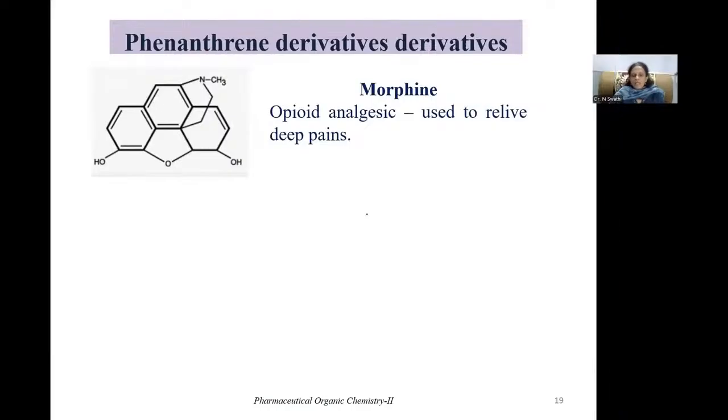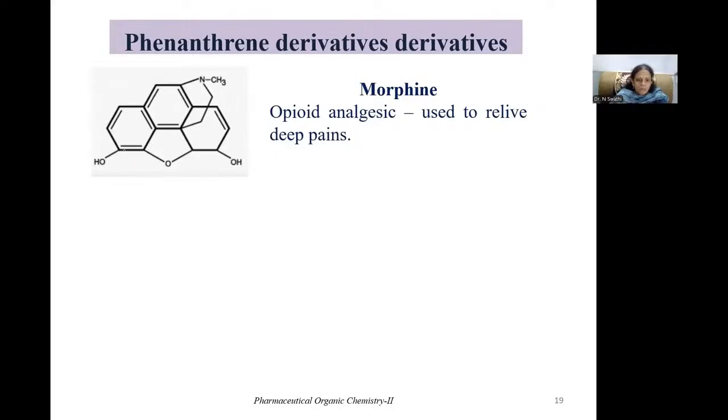So phenanthrene as such is not available, but the phenanthrene ring system is present in some natural products as well as medicinal compounds. Now let us consider a few examples of phenanthrene derivatives. Here I have given only two examples, students. The first example is morphine. It consists of the phenanthrene ring system. You can see the carbon skeleton. It actually consists of 5 ring systems. Only the 3 rings which are given in bold, that is highlighted, are the phenanthrene ring system.